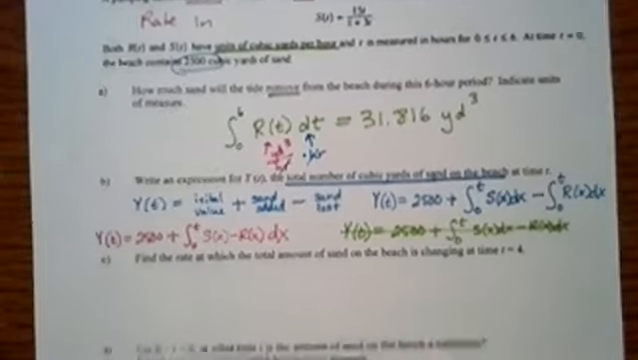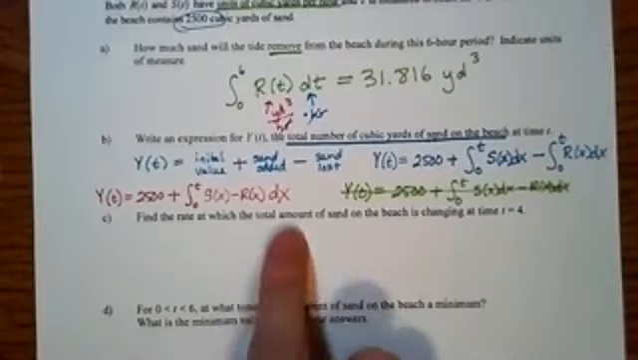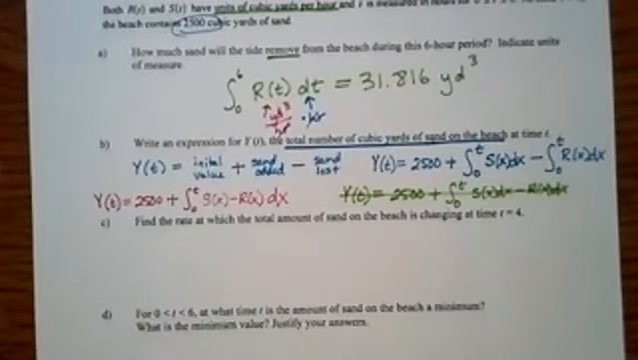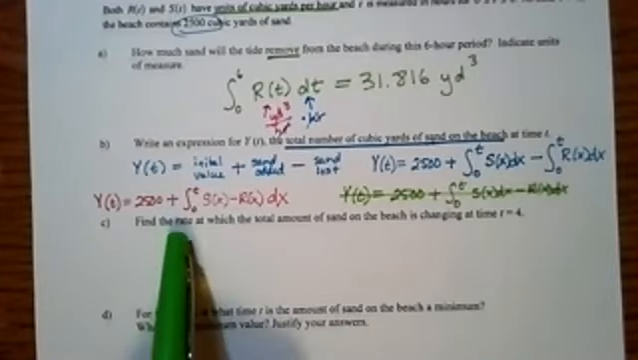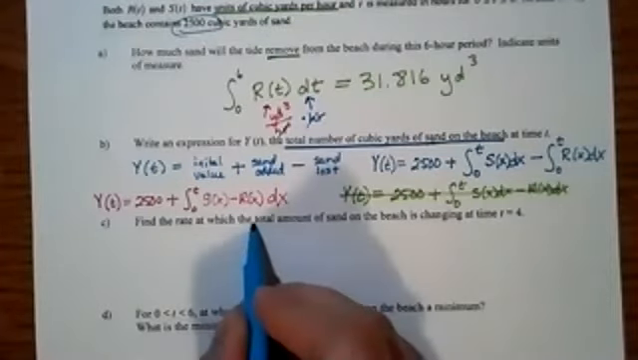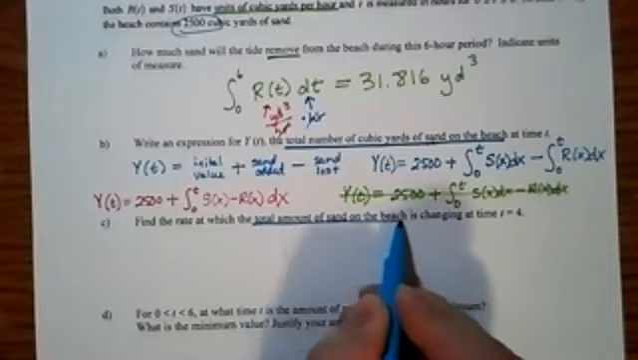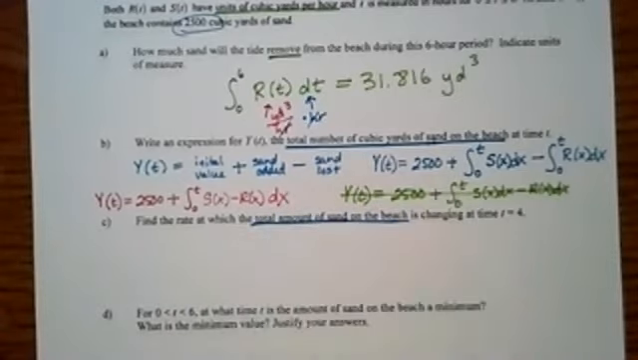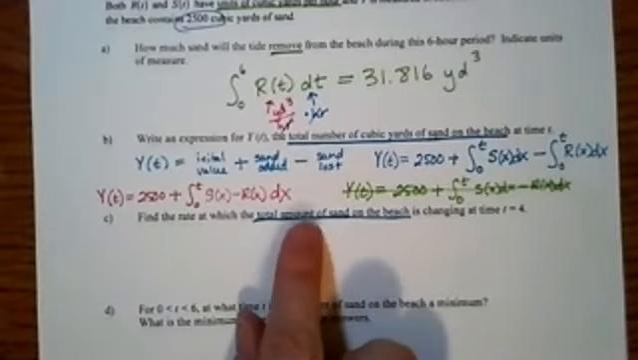Okay, moving on. Part C, we're going to find the rate at which the total amount of sand on the beach is changing at time 4. Okay, so I need to find another rate, and it needs to be the rate that the total amount of sand on the beach is changing. So do I have a function that tells me the total amount of sand on the beach? Think about that. Pause the video and tell your neighbors, what do you think? Do I have a function that gives me the total amount of sand on the beach?